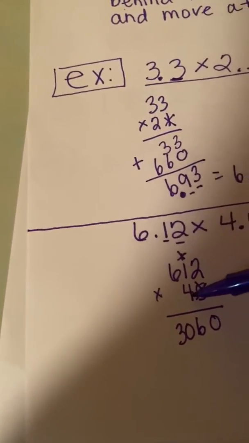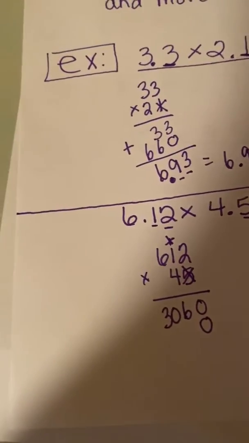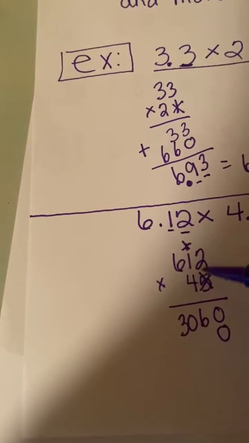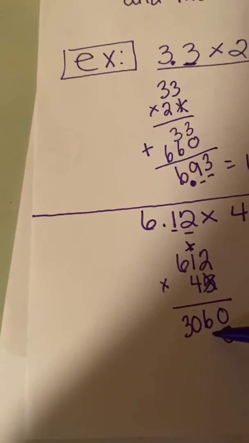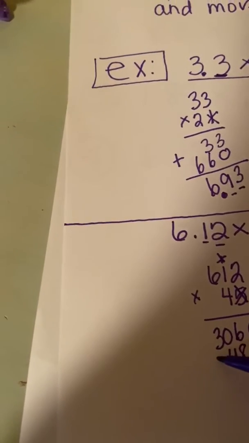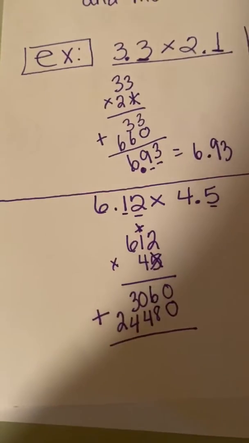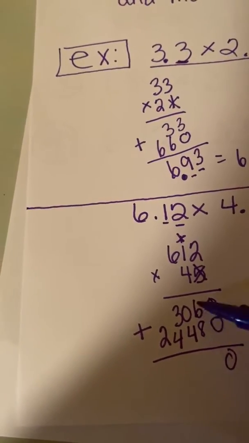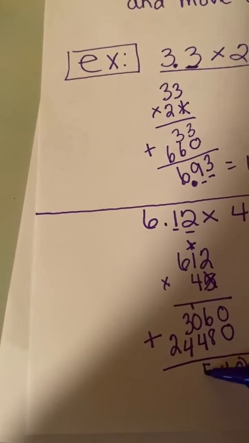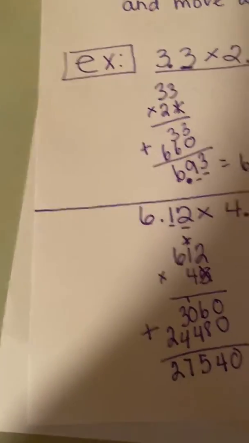And now I'm moving on to the 4. The 4 is not worth 4, it's worth 40. So I put in that 0 for my partial product. And now I'm doing 612 times 40, which I hate, so I love 612 times 4. 4 times 2 is 8. 4 times 1 is 4. 4 times 6 is 24. Add them up. 0, 8 and 6 is 14. Carry the 1. 4 and 1 is 5. 4 and 3 is 7. 2 and nothing is 2.